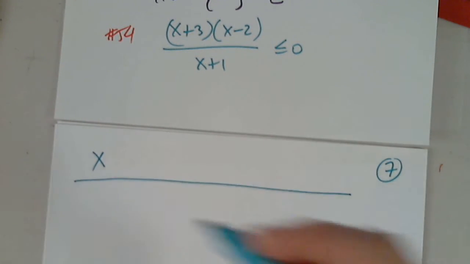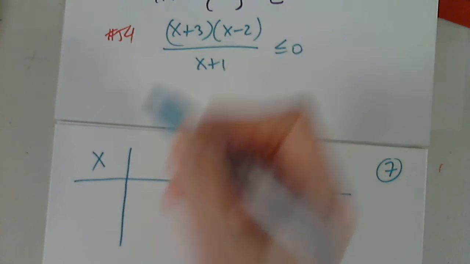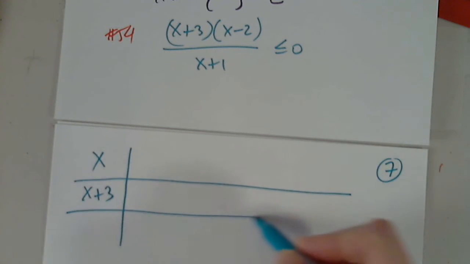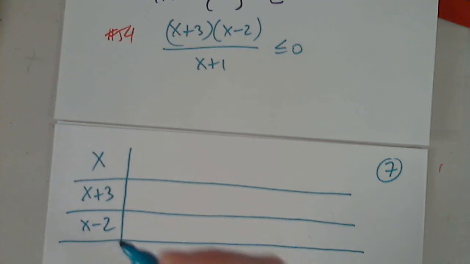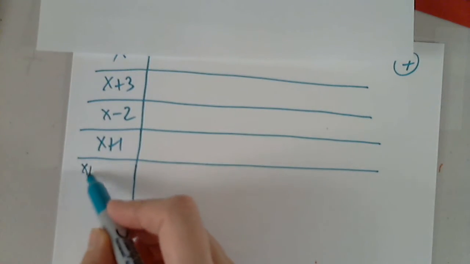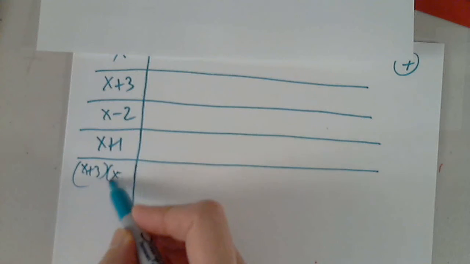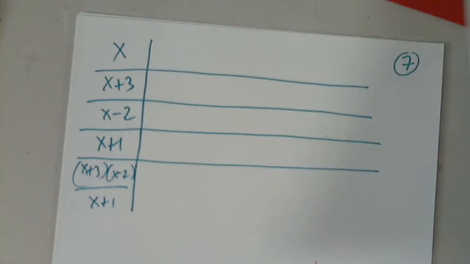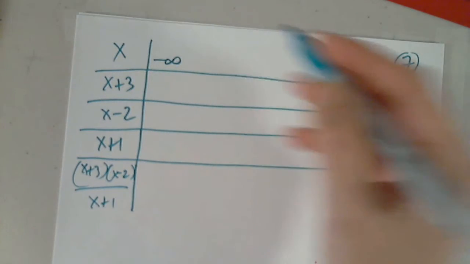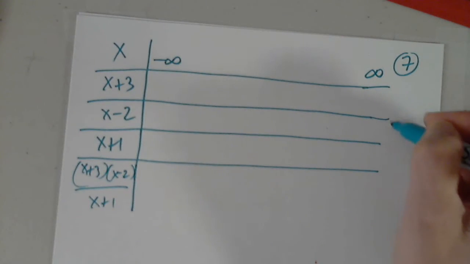X is the variable in the problem. The first factor is x plus 3. The next factor is x minus 2. The next factor is x plus 1. And finally, I'm interested in the whole thing. Well, the whole thing means x plus 3, x minus 2 over x plus 1. Can anyone give us the numbers that I have to put in the table? And how many are they?